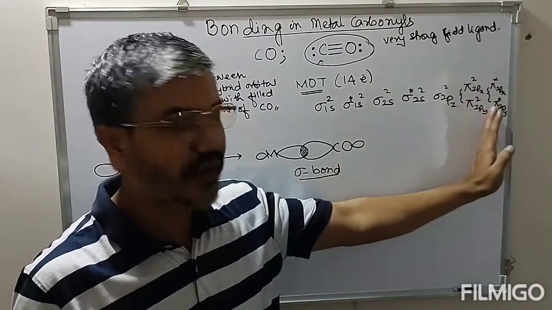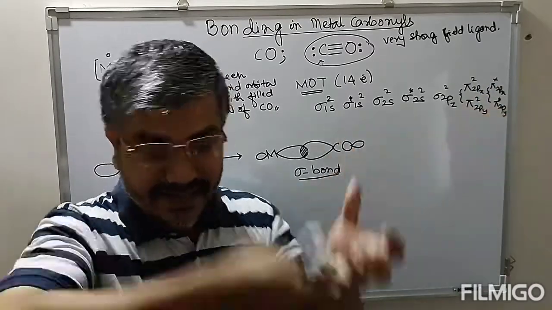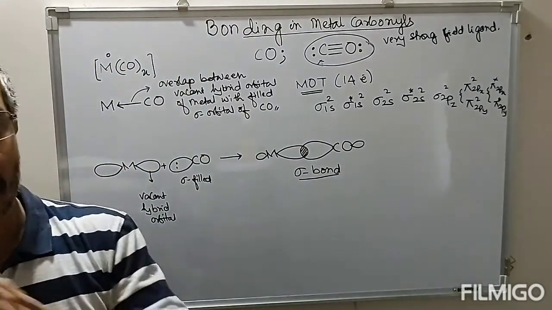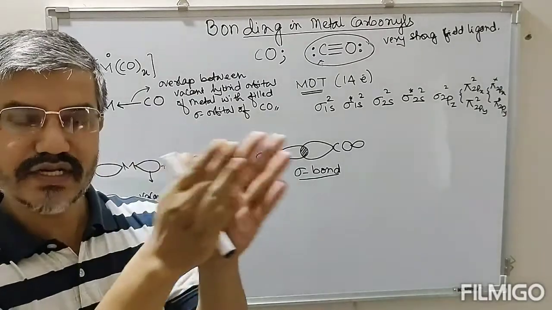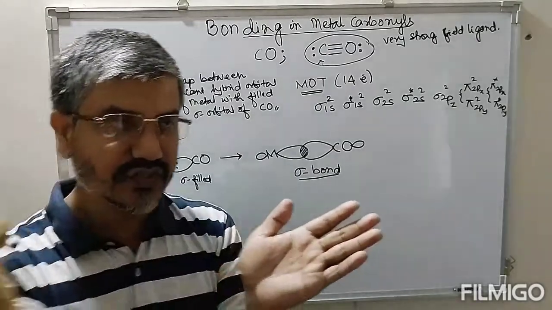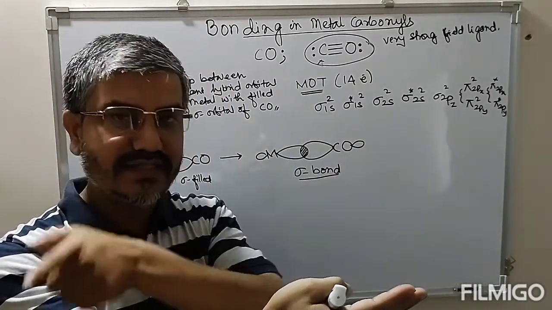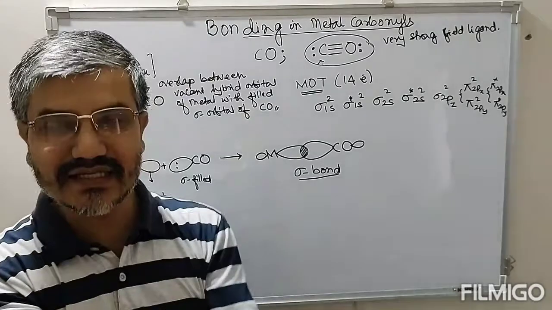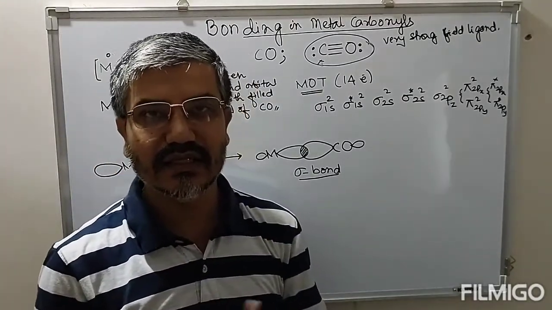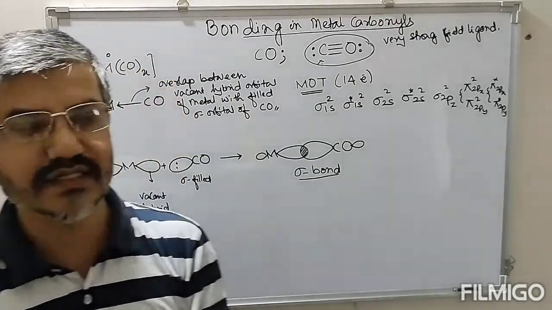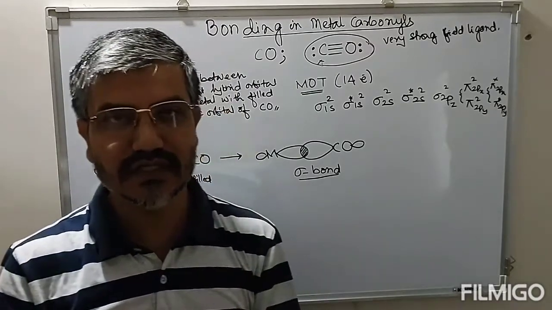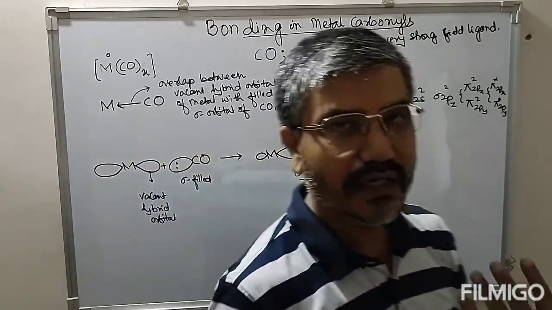So these unoccupied antibonding orbitals can accept a pair of electrons from the metal. So the metal is back donating electron density to the vacant antibonding orbital of carbon monoxide. Due to this back donation, electron density on this central atom will decrease. As the electron density is decreased, the stability of the complex will increase. Due to this back donation, a pi bond is formed between the metal and ligand.